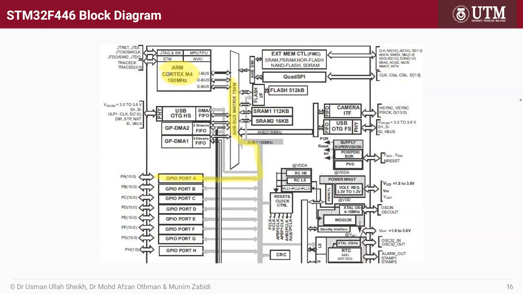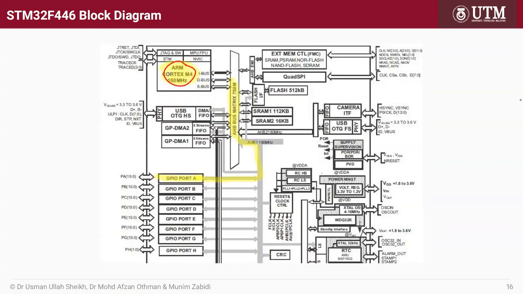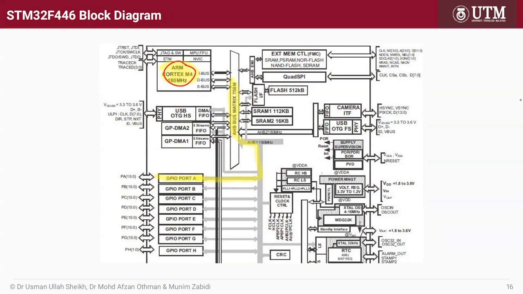So this is where it is. Let's say I want to access the GPIO. The Cortex will go through... let me see here. I think the GPIO is on AHB1. AHB1 is here, so GPIO will be here. AHB1, so it will go to AHB1. Okay, so go back here.